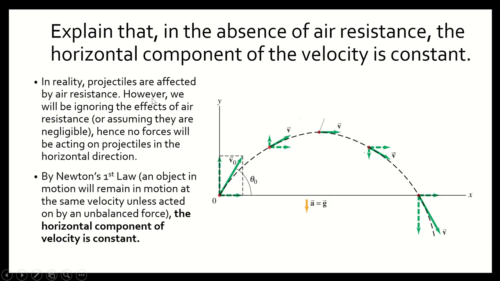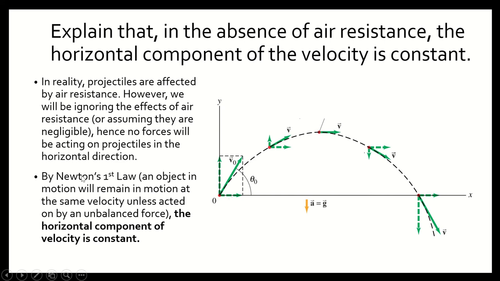However, in reality, projectiles are affected by air resistance, but we're going to be ignoring the effects of air resistance, or saying that they're basically negligible. Later on we'll look at the effects, but for now, negligible effects. So there are going to be no forces acting in either direction, vertical or horizontal, but we're going to focus on the horizontal direction. There are no forces acting in the horizontal direction, which is why the horizontal component of velocity is the same at all points in the object's motion.